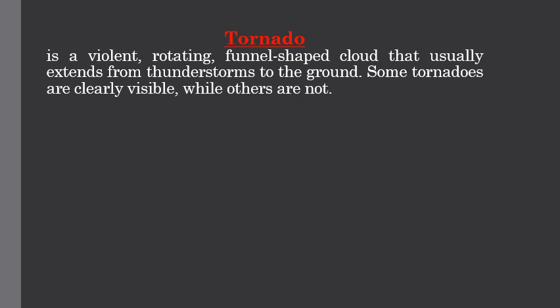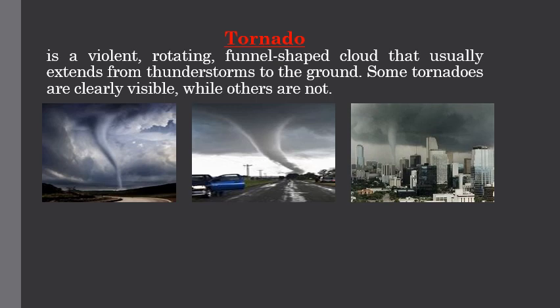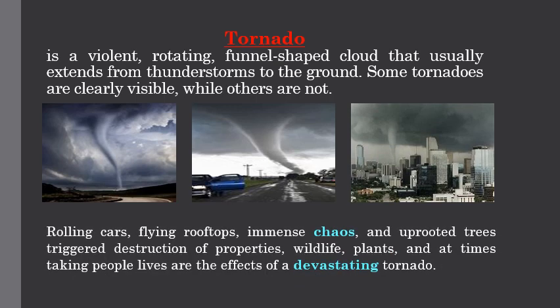Tornado is a violent rotating funnel-shaped cloud that usually extends from thunderstorms to the ground. Some tornadoes are clearly visible, while others are not. Here are three different images of three different tornadoes. Rolling cars, flying rooftops, immense chaos, and uprooted trees trigger destruction of properties, wildlife, plants, and at times taking people's lives are the effects of a devastating tornado.